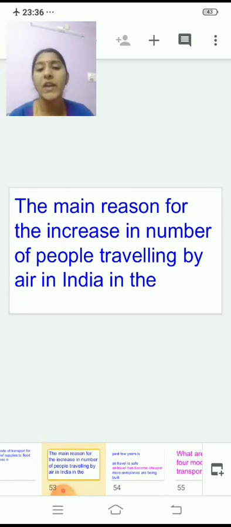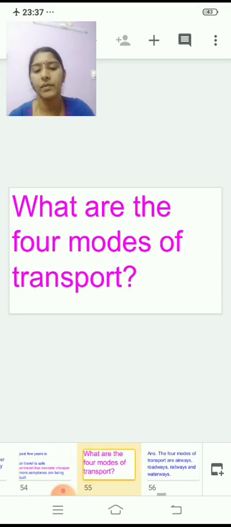Okay. The main reason for the increase in the number of people traveling by air in India in the past few years is, so what is the reason for people choosing airlines compared to others? The options are: air travel is safe, air travel has become cheaper, more aeroplanes are being built. So the answer is air travel has become cheaper, because more airlines we have, so the cost is cheaper.